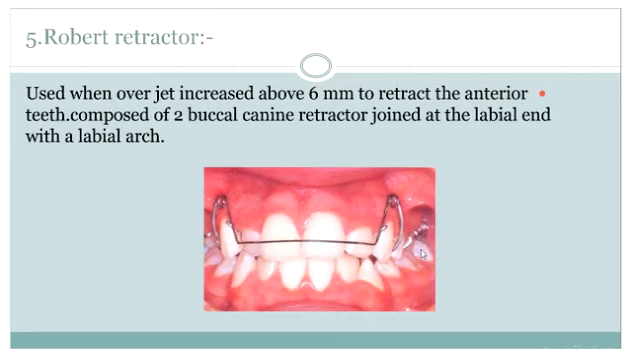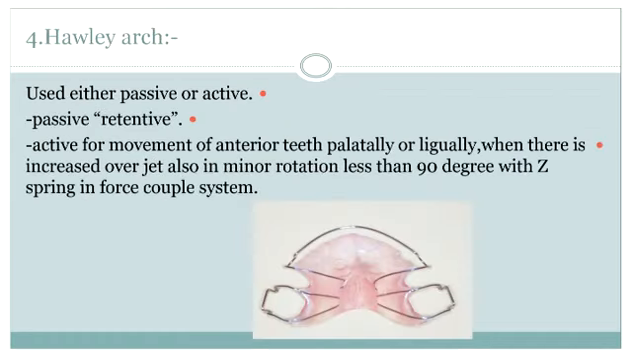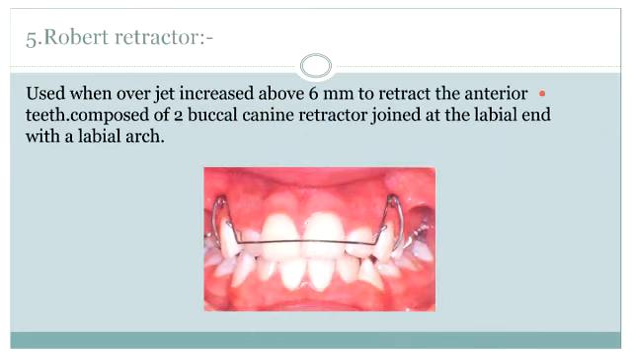Roberts retractor is another type of spring which is used in this removable appliance. It is used when overjet increases above 6 millimeters, while with the Howley arch the overjet is less than 6 millimeters. With the Roberts retractor, for more than 6 millimeters, to retract anterior teeth, it is composed of two buccal canine retractors.